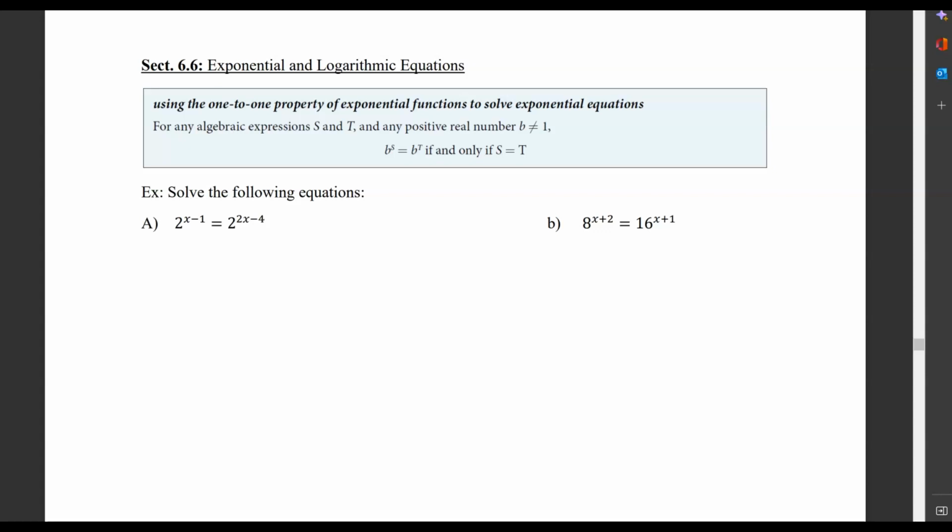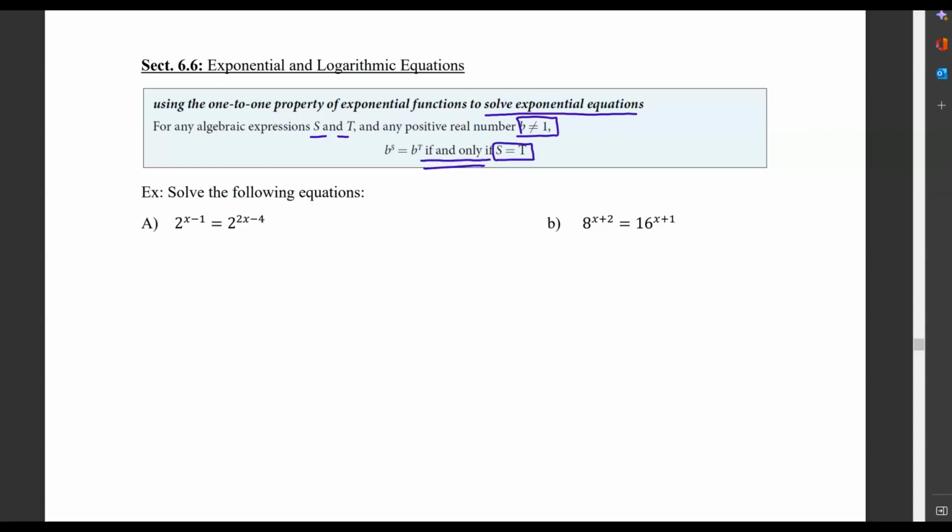All right, class, we've arrived to exponential and logarithmic equations. So, using the one-to-one property for exponential functions to solve exponential equations: for any algebraic expressions s and t and any positive real number b not equal to 1, b to the s is equal to b to the t if and only if s equals t.